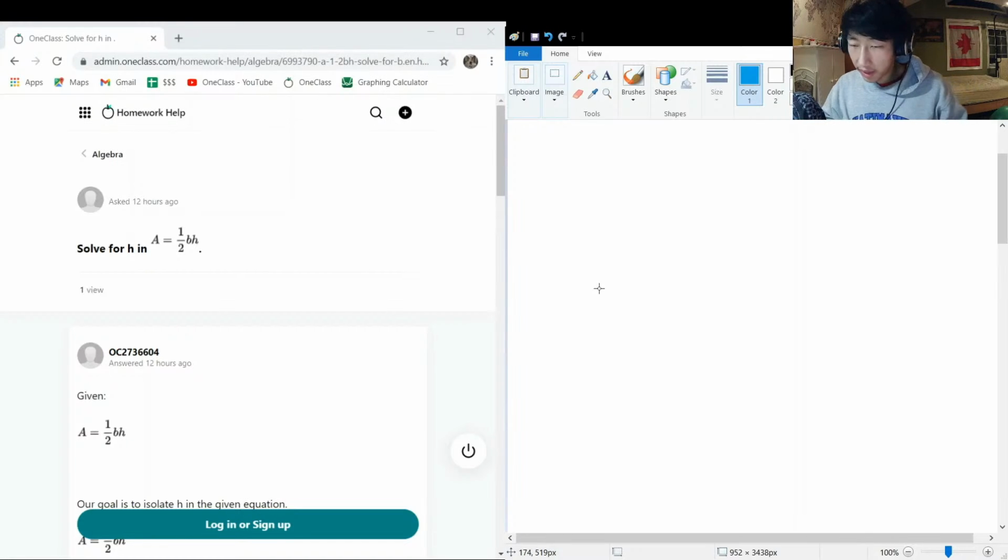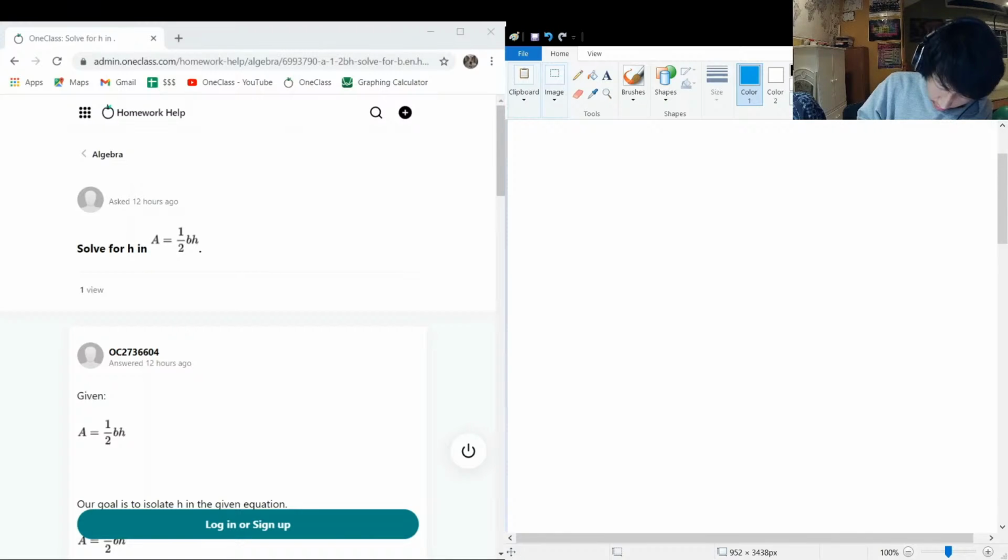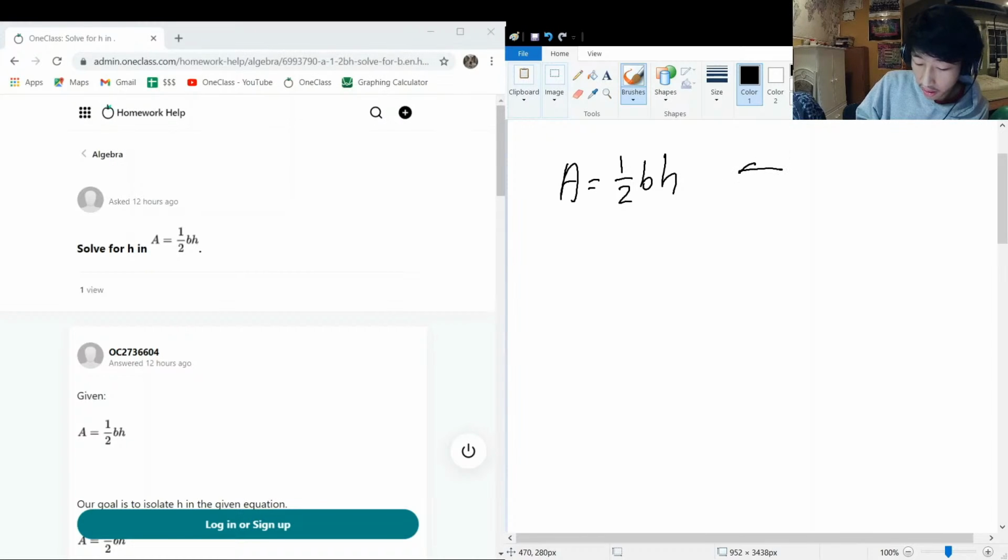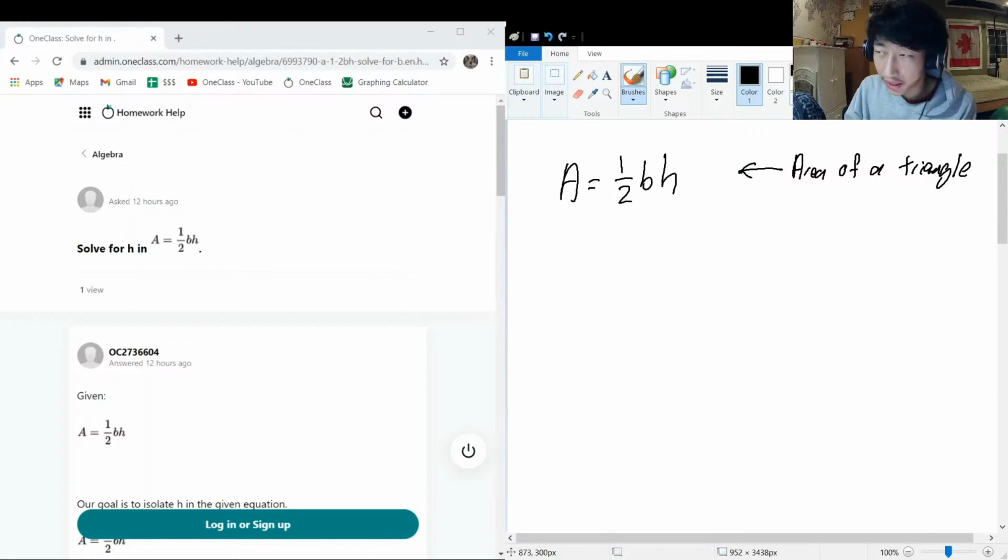Okay, so the next question that we have on the menu today is asking us to solve for h in the following equation. So we have A is equal to 1/2 bh. Now, some of you may recognize this is the area of a triangle. And this can be quite useful. Let's say you're trying to solve for the height of a triangle and you only know its area and its base.